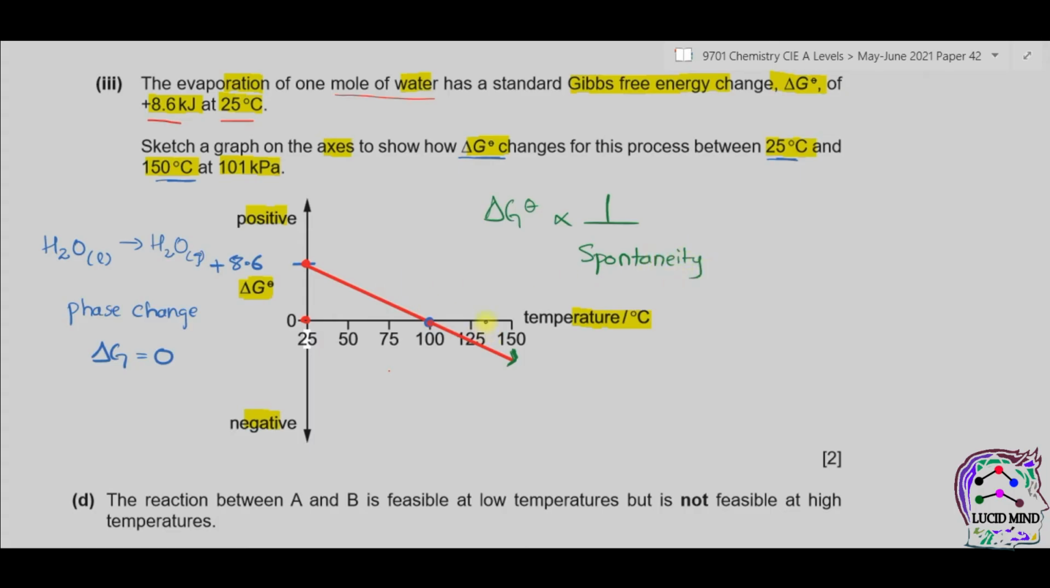So more spontaneous reactions mean less Gibbs free energy value. So at higher temperature, water evaporates by itself because temperature is more, so evaporation is faster, so therefore it will be more spontaneous, so less value of delta G is observed as we have seen in this diagram.